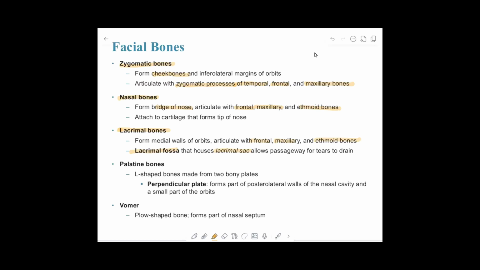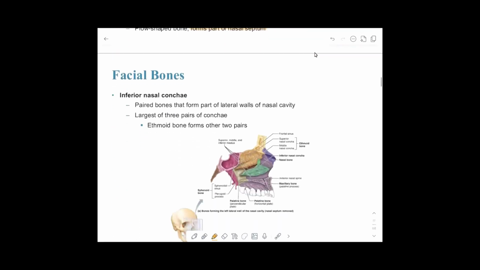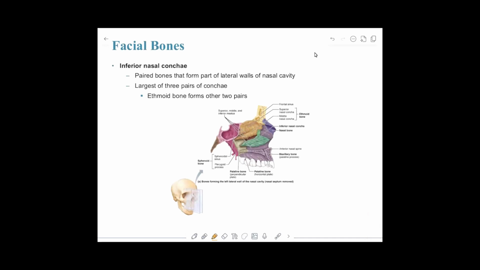The next facial bone would be the palatine bone. It has the perpendicular plate, which forms the posterior lateral wall of the nasal cavity. And then the vomer bone, which forms part of the nasal septum. If you imagine the center of your nose, where a lot of people get nose rings, posterior to that would be the vomer bone. Then there's the inferior nasal conchae. They form the lateral walls of the nasal cavity, and it's the largest of three pairs of conchae. So the ethmoid bone forms the other two pairs.